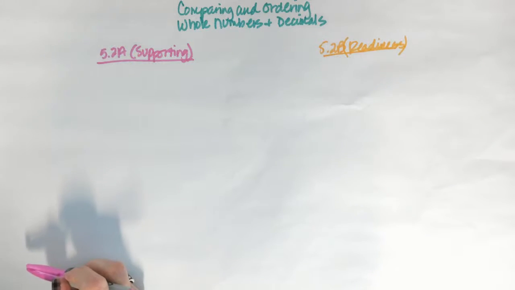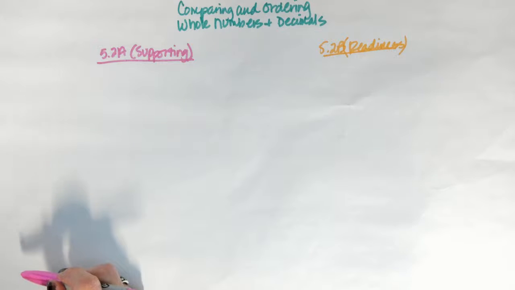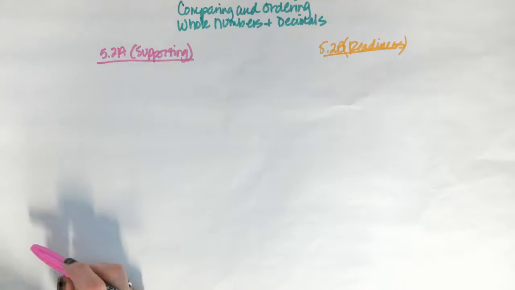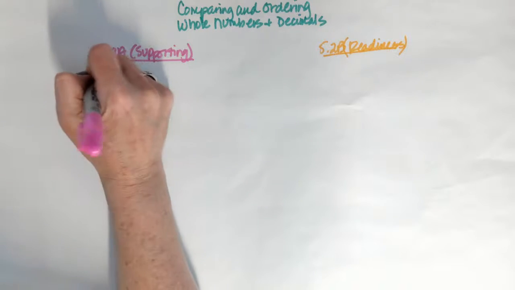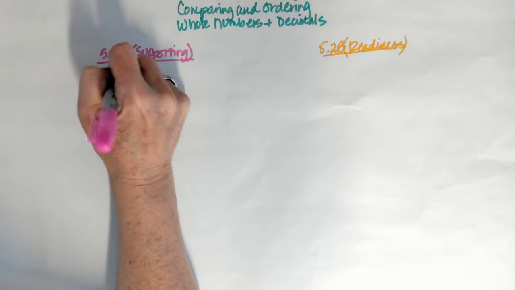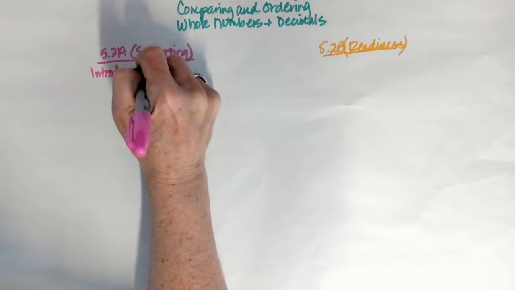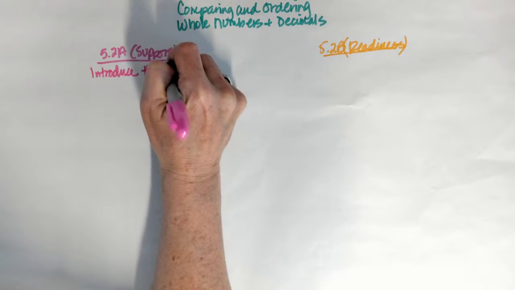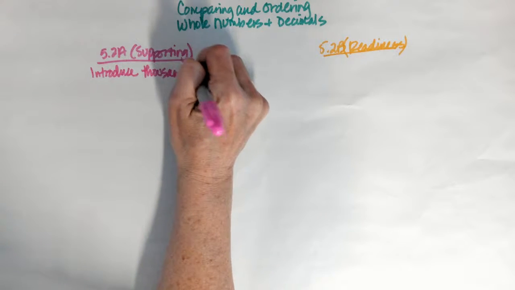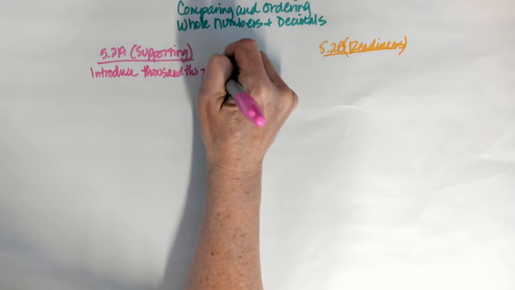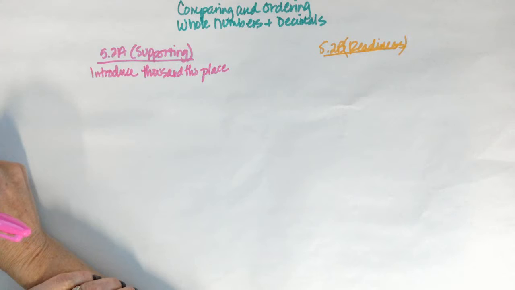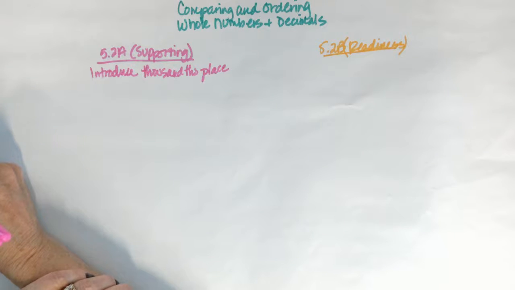5.2a requires us to represent the value of the digit in decimals through the thousandths place using expanded notation and numerals. So that's a whole lot going on in just a supporting standard. In 5th grade, we introduce for the first time the thousandths place. They've never heard of that before. They've gone to the hundredths place in 4th grade. In 5th grade, they go to the thousandths place.